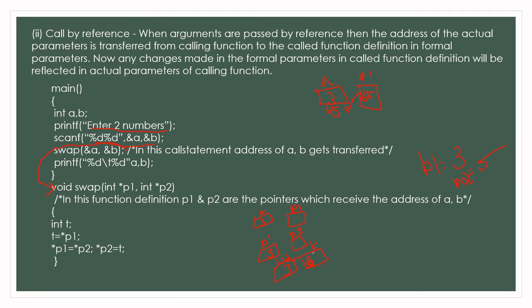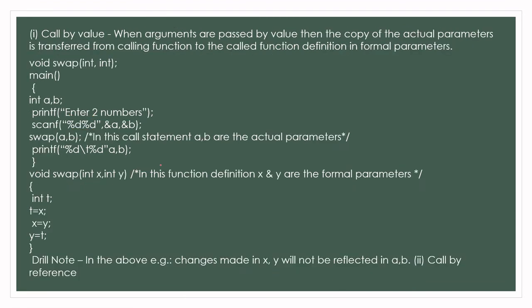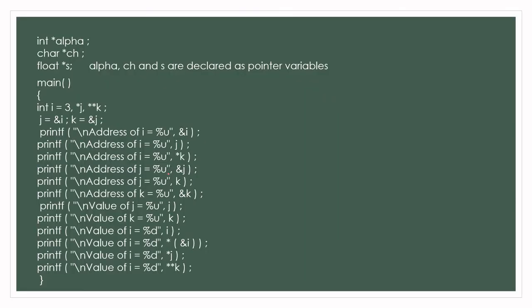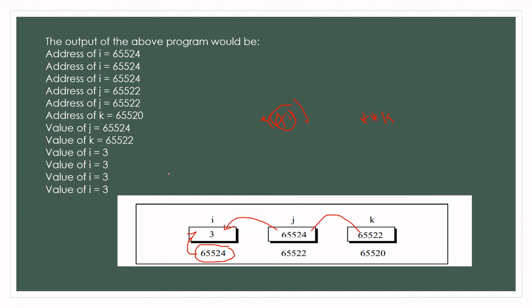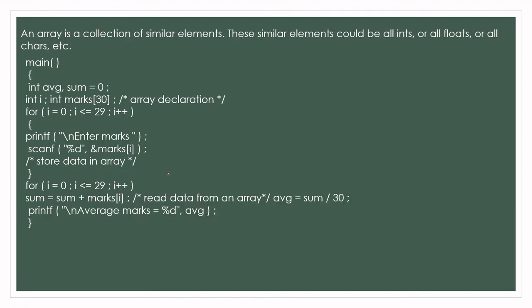So changes done to this value will reflect over here too, whereas in call by value, it's not the case. And then comes array. As I've said in the earlier session, I'll explain these concepts later. So here it comes.